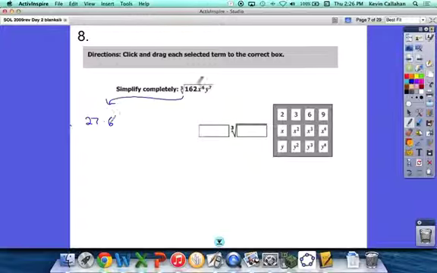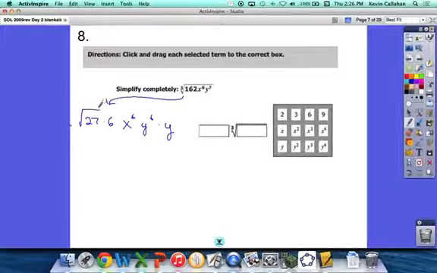Now, do you need to split up the x to the 6th? No, it's good, because 6 divided by 3 goes evenly. Just leave that as an x to the 6th. And the y to the 7th? How are you going to split it up? Y to the 6 times y. It's kind of like the one we just did over there. Y to the 6 times y.